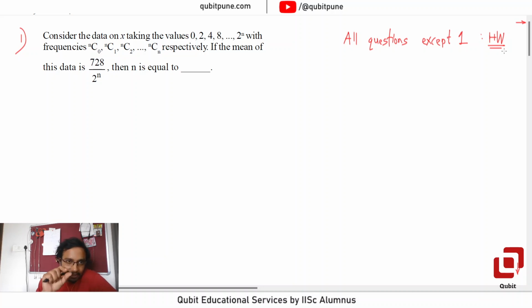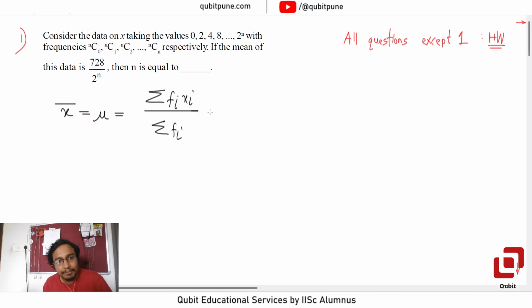इस प्रॉब्लम में दिक्कत ये है कि ऑप्शंस नहीं दिए. Had they given us the options, we would have directly gone for the checking of the options, or elimination method. First of all, let us recall the definition of mean. Let us call it x bar, or we can also call it mu. It is summation fi xi upon summation fi.